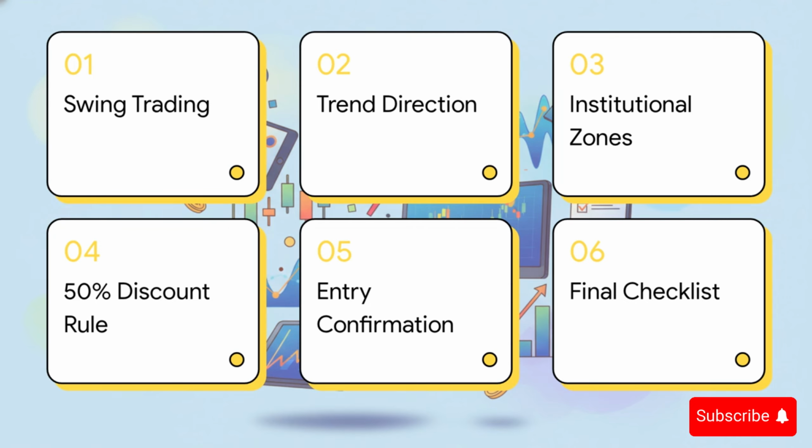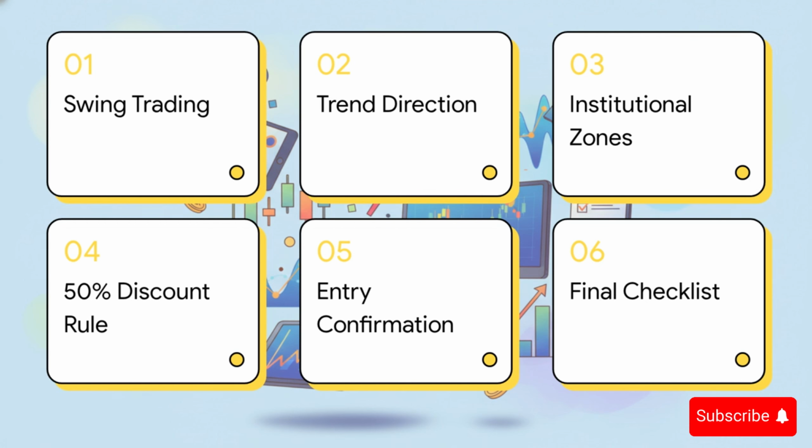So, here's our 6-part flight plan for today. We'll look at the swing trading advantage, determine trend direction, map institutional zones, apply the 50% discount rule, wait for entry confirmation, and wrap it all up with our final trade checklist.